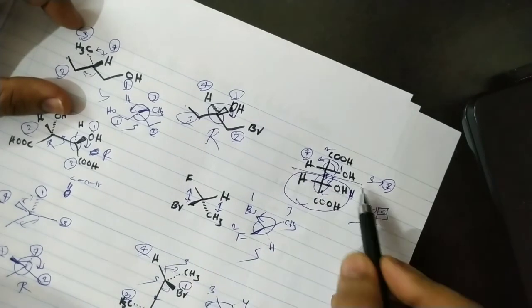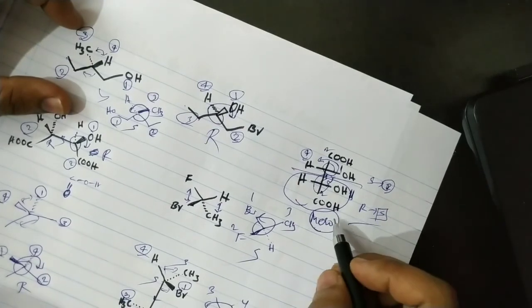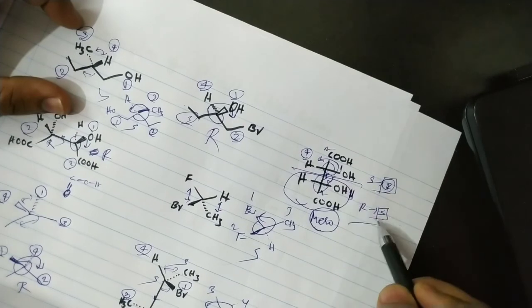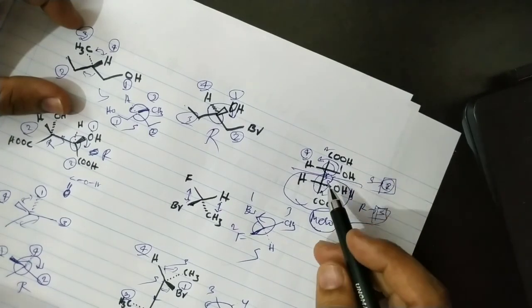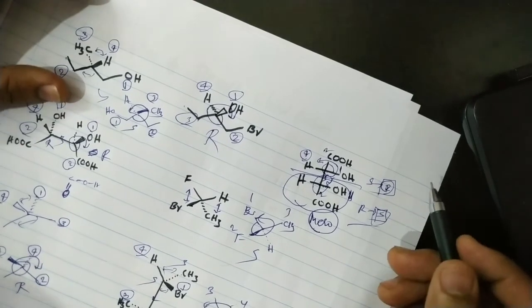Yes, of course it is meso tartaric acid, so you should understand that for a meso compound the configurations of the chiral carbons are exactly opposite. If two chiral carbons are there, they have exactly opposite configurations.